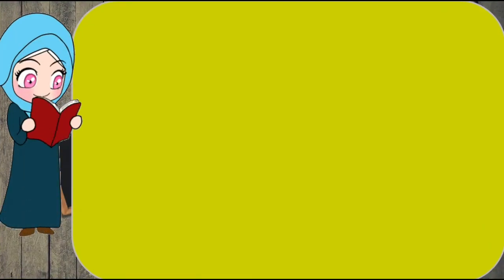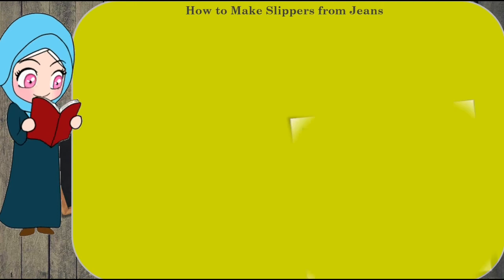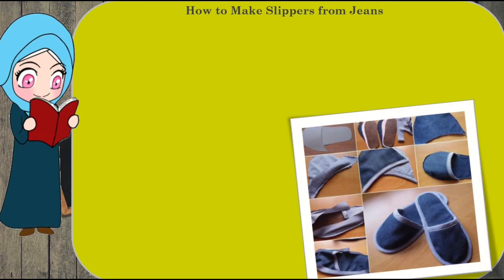Okay, the next example of procedure text. This is how to make something. Contoh yang kali ini adalah how to make slippers from jeans.